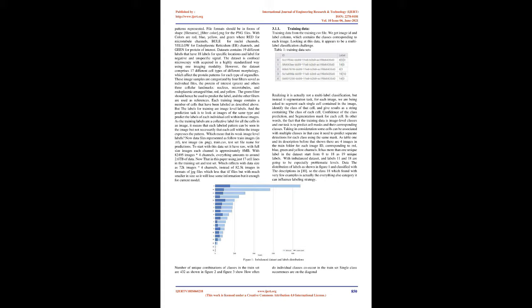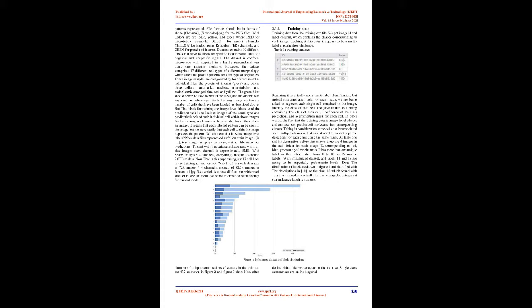For each image, we are being asked to segment each single cell contained in the image, identify the class of that cell, and give results as a string containing the class of each cell, the confidence of the class prediction, and the segmentation mask for each cell. In other words, the training data is image-level classes and our task is to predict cell masks and their corresponding classes. Taking into consideration that some cells can be associated with multiple classes, in that case it needs to predict separate detections for each class using the same mask.